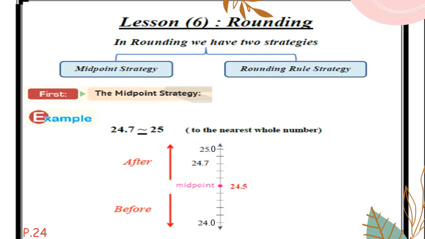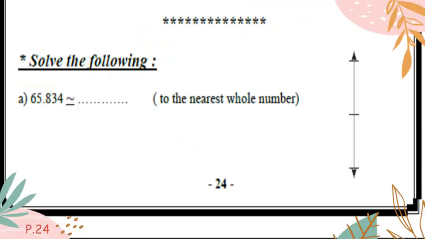To find these numbers, we have some steps. Let's start. Here, in this question, I have 65.834. I need to round this number to the nearest whole. Okay, using midpoint strategy. Let's start. First, I need to find the smaller number and write it down on the number line. How can I find the smaller number?